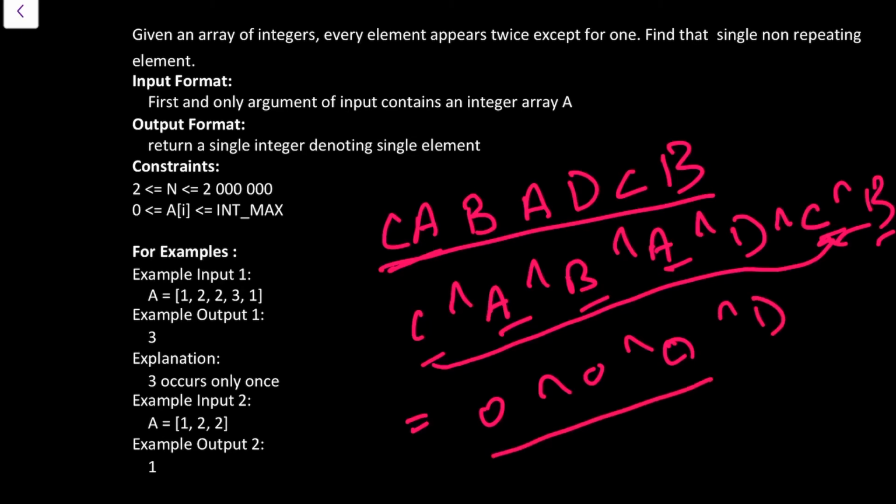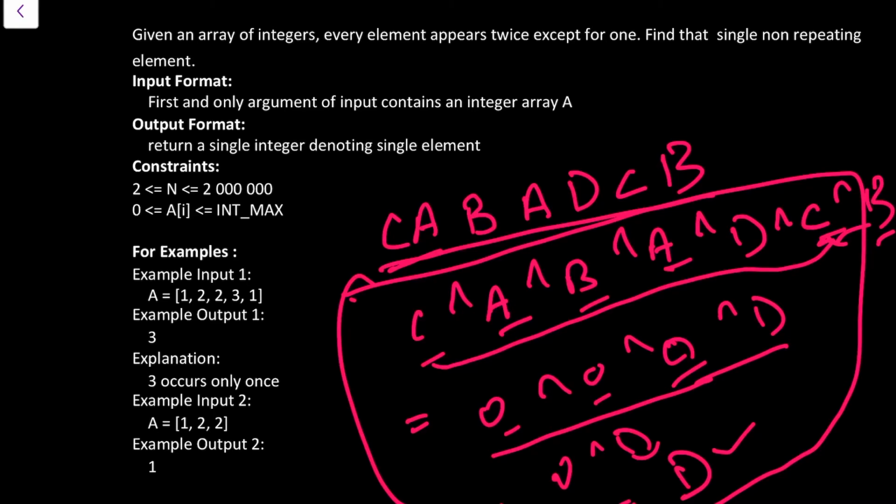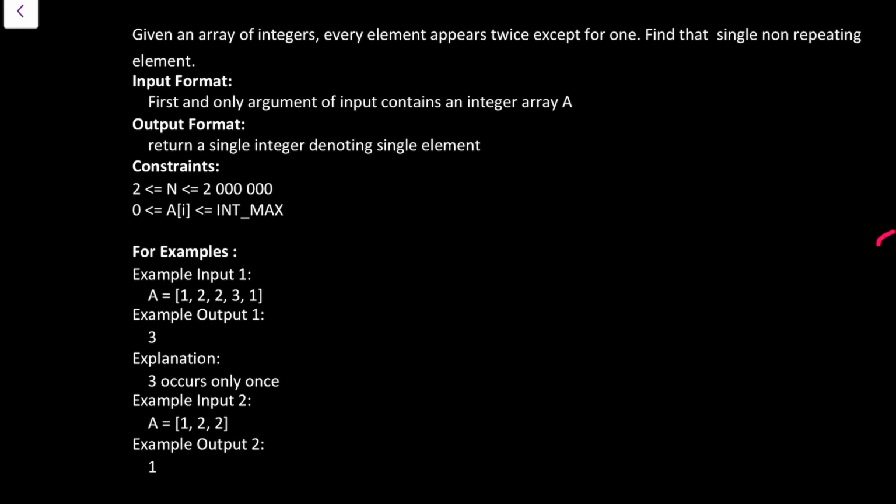So 0 XOR D will give us D, and that gives us D as the output. So if we do XOR of all the elements, the element which will remain at the end is the element that we wanted as our output, right? Because any element XOR with itself gives us 0, and 0 XOR any element is that element, right? So this is the concept that we need to use in this question.